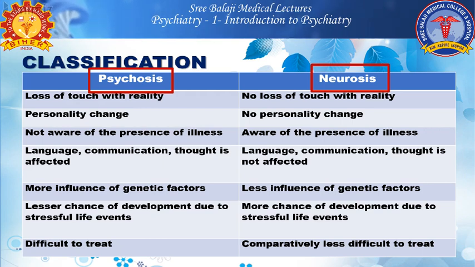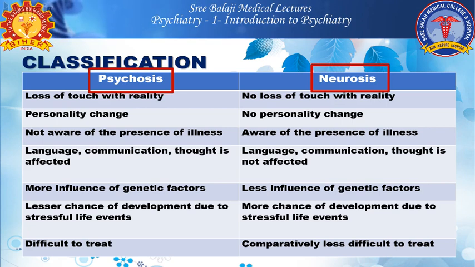In psychosis, the language, communication, and thought process is affected, whereas in neurosis, this is intact. In psychosis, there is more influence of genetic factors, whereas in neurosis, there is less influence of genetic factors. This does not mean that there will be an absence of genetic factors, just that in psychosis, the presence of genetic factors is a very important predisposing factor. In psychosis, there is a lesser chance of development of the illness due to stressful life events, meaning they might develop the illness even in the absence of a stressor. Whereas in neurosis, there is more chance of development due to stressful life events.